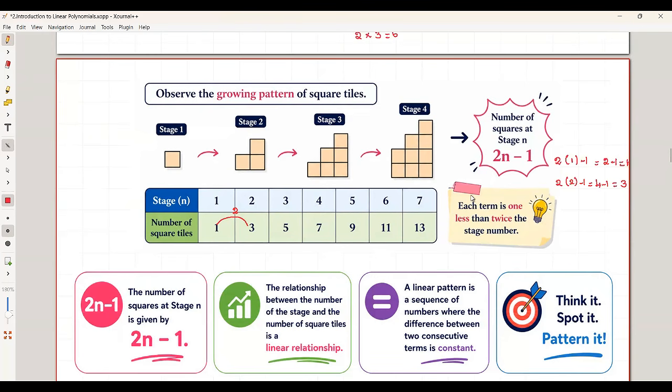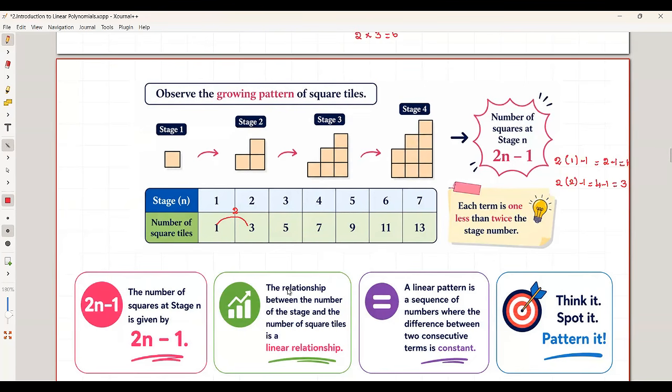They are asking for the 100th stage. In the place of n, you can take 100. 2 into 100, 200 minus 1, 199. So this is a general pattern formula. Based on this, we can just find out how many values we need. You can just easily get it.